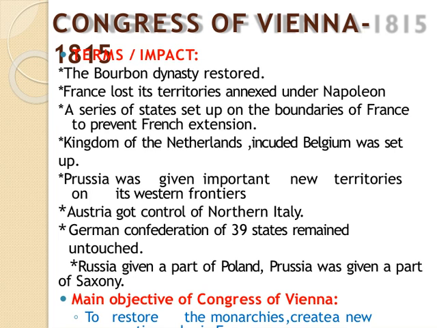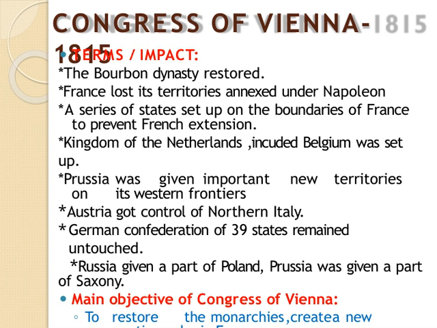First, the Bourbon dynasty was restored to the French throne, signaling a return to traditional monarchy after Napoleon's rule. France, on the other hand, lost the territories it had annexed during Napoleon's expansion, which was a key step in restoring the old balance of power. To prevent France from again becoming a threat, a series of buffer states and boundary adjustments were made around its borders. Notably, the Kingdom of the Netherlands was established, which included present-day Belgium, creating a strong barrier to French expansion.